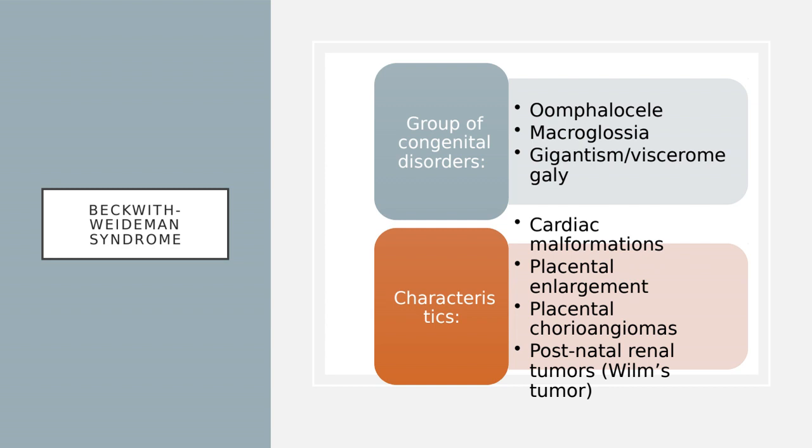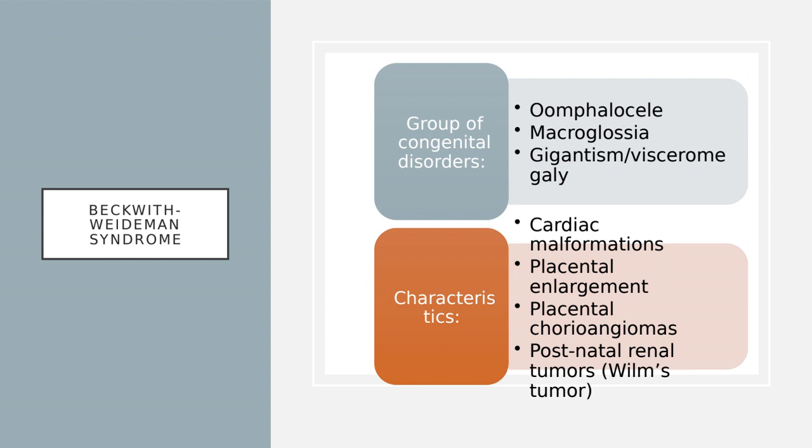Beckwith-Wiedemann syndrome is a group of congenital disorders that we typically see together. This is when a baby has an omphalocele, macroglossia, and gigantism or visceromegaly. An omphalocele is an abdominal wall defect where the protrusion of the abdominal contents comes through the defect and is encased in a sac.